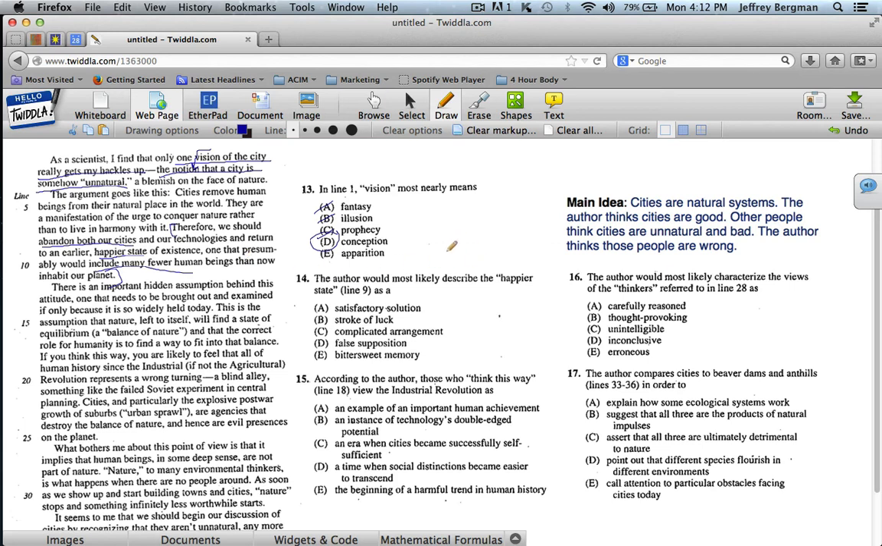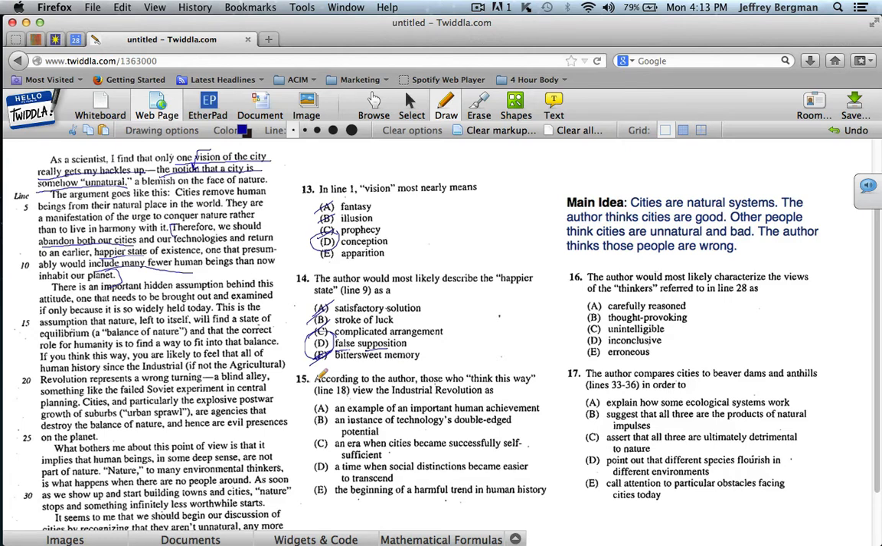Now, we know that the author doesn't agree with that. So would he describe it as satisfactory? No. A stroke of luck? No. A complicated arrangement? No. A false supposition? That's going to turn out to be our answer. He thinks it's wrong. That means false. Supposition is an idea, really. A bittersweet memory? No, it's not a memory at all. So this question relates directly back to the main idea, even though it looks like it's asking about a detail.